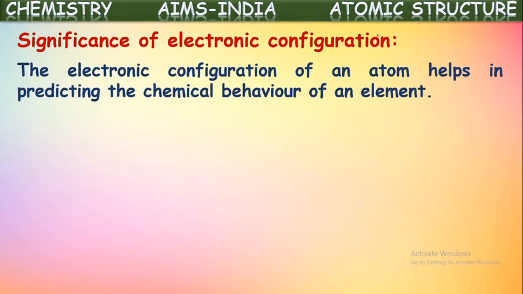Significance of electronic configuration. We're telling what we understand from these electronic configurations. The electronic configuration of an atom helps in predicting the chemical behavior of an element. Yes, how reactive an element is, how stable an element is, how it participates in chemical reactions. All these behaviors of elements can be predicted by using the electronic configuration of that element. So by studying the electronic configuration of an element, we can predict the nature or behavior of an element.